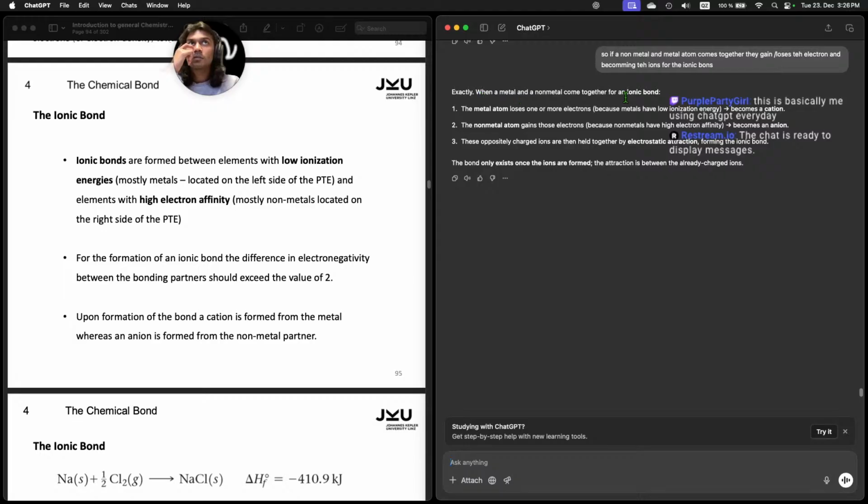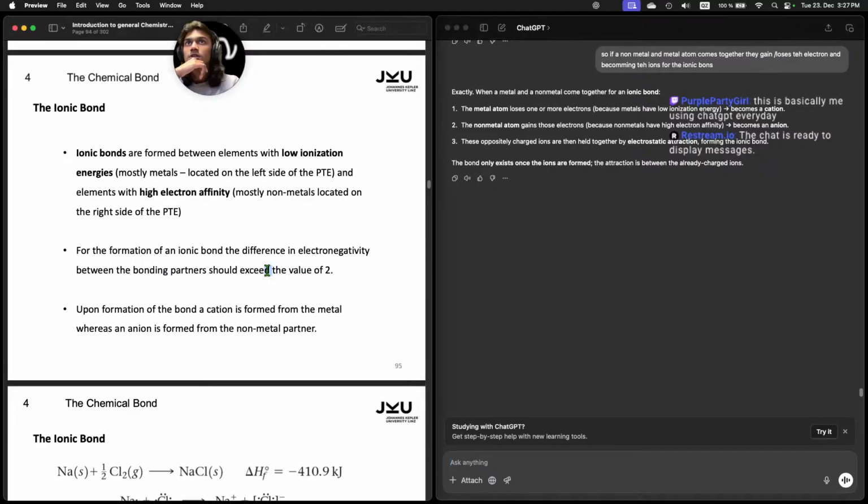Exactly. When a metal and non-metal come together for an ionic bond, the metal loses one or more electrons because metals have low ionization energy, and becomes a cation. The non-metal gains those electrons, has higher electron affinity, and becomes an anion. These oppositely charged ions are held together by electrostatic attraction, forming the ionic bond.